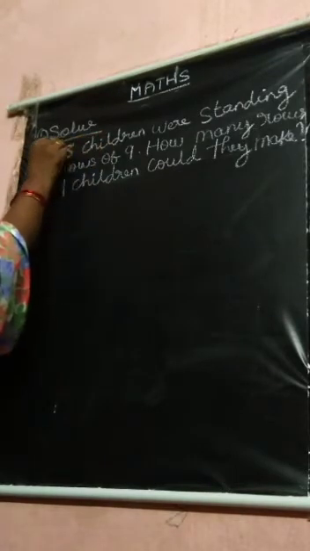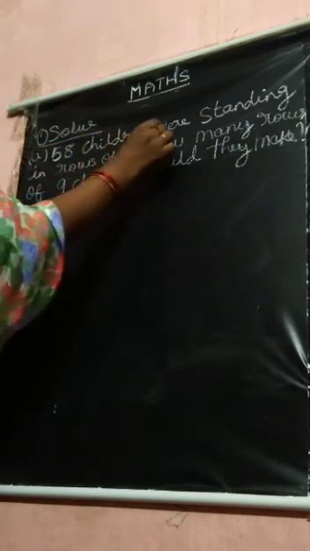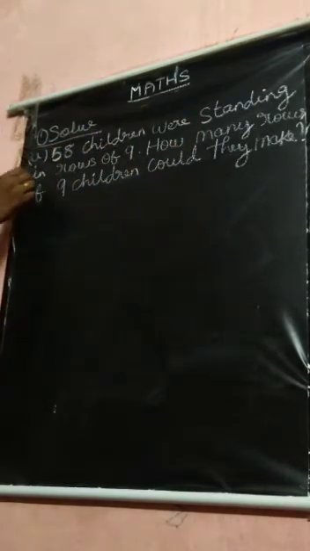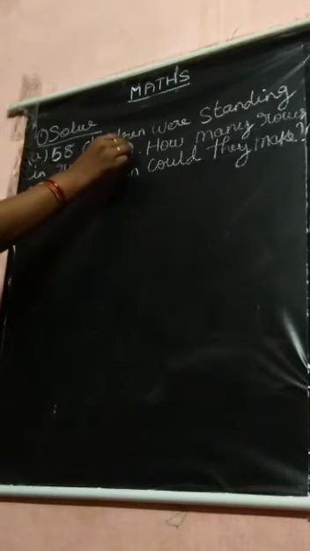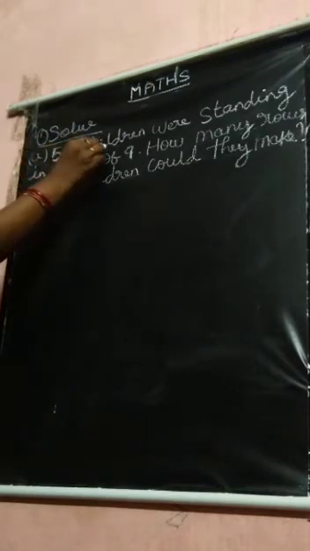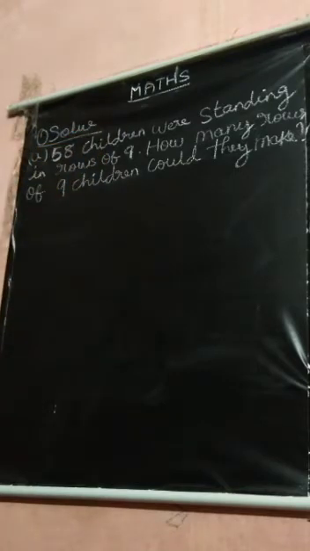58 children were standing in rows of 9. How many rows of 9 children could they make? The question is given. 58 children were standing in rows of 9. How many rows of 9 children could they make?